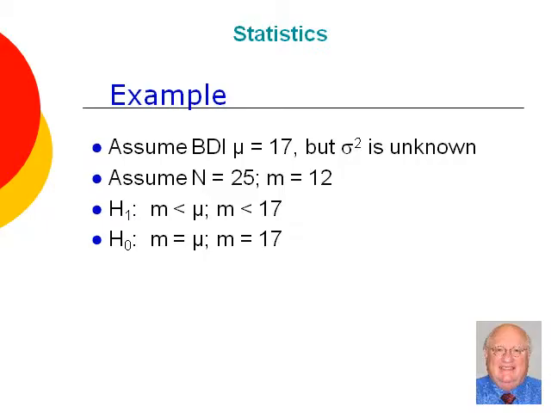In that example, we imagined that the mean of the Beck Depression Inventory in the population of depressed adults was 17. Our research hypothesis was that the experimental group would have a lower mean score on the Beck Depression Inventory than the population mean at the end of treatment. And our null hypothesis was that there would be no difference between this group mean and the population, and that the mean of this group would equal the population mean of 17.